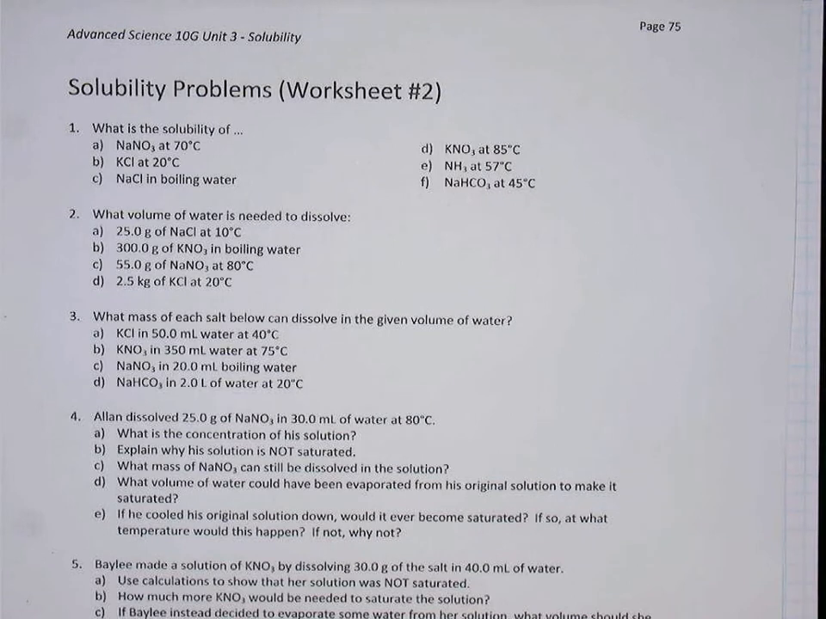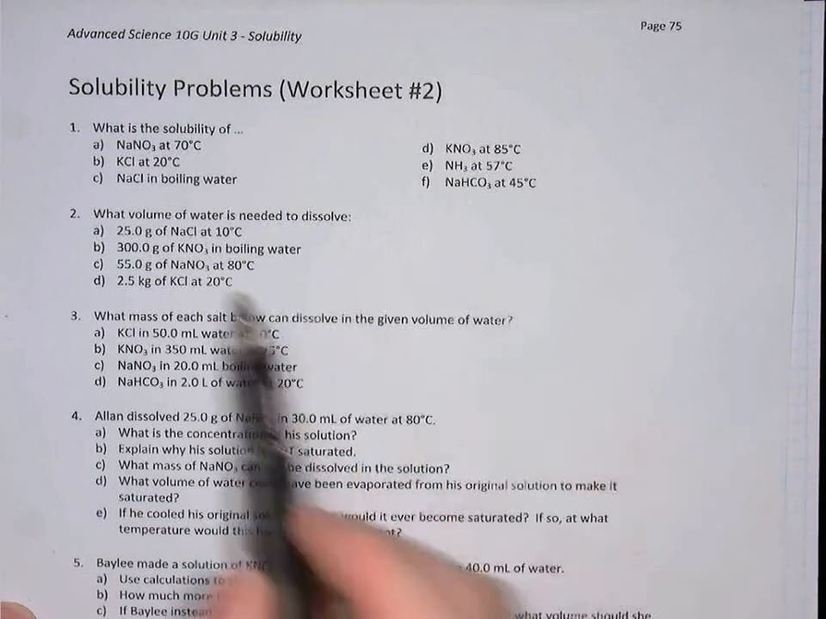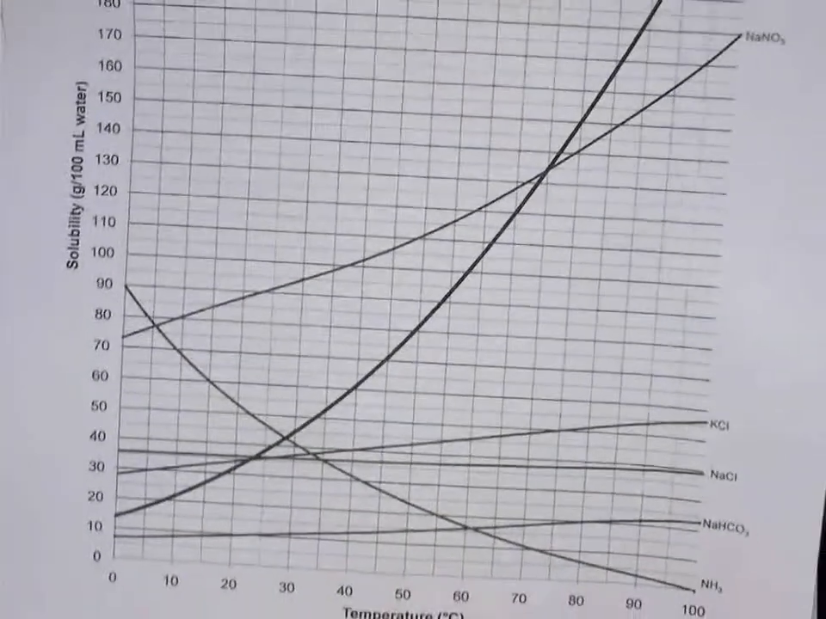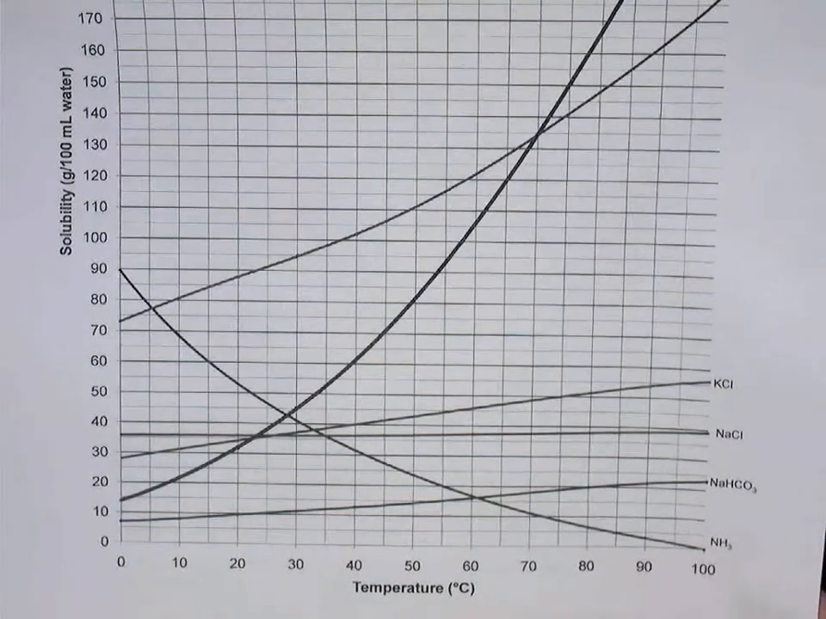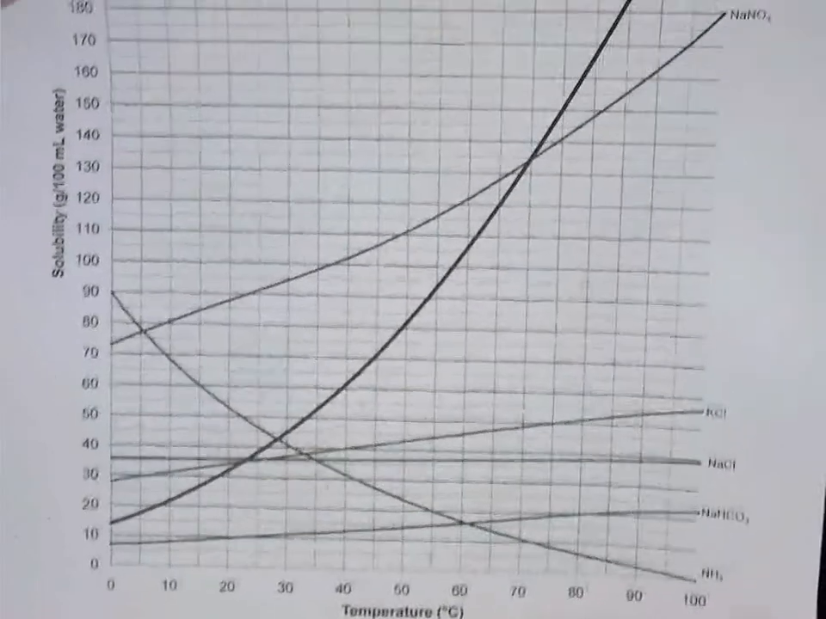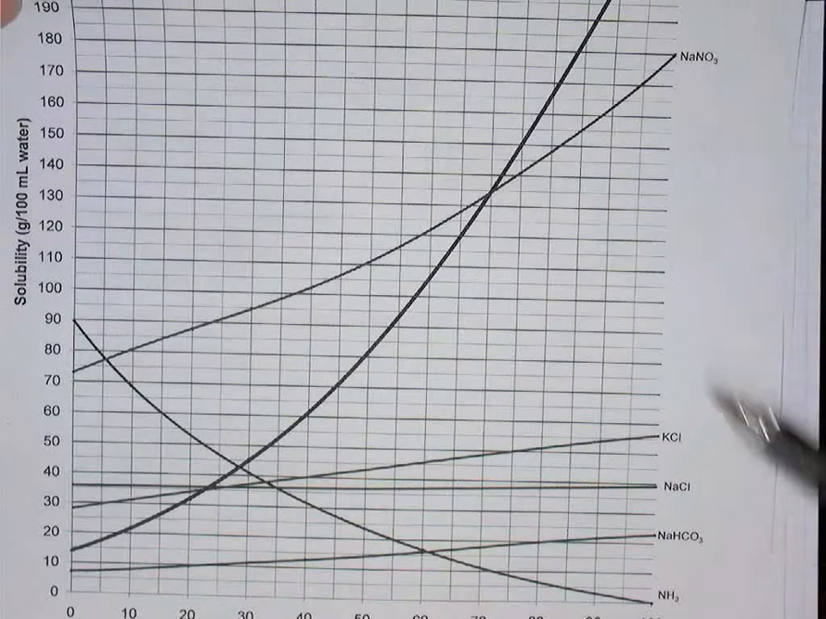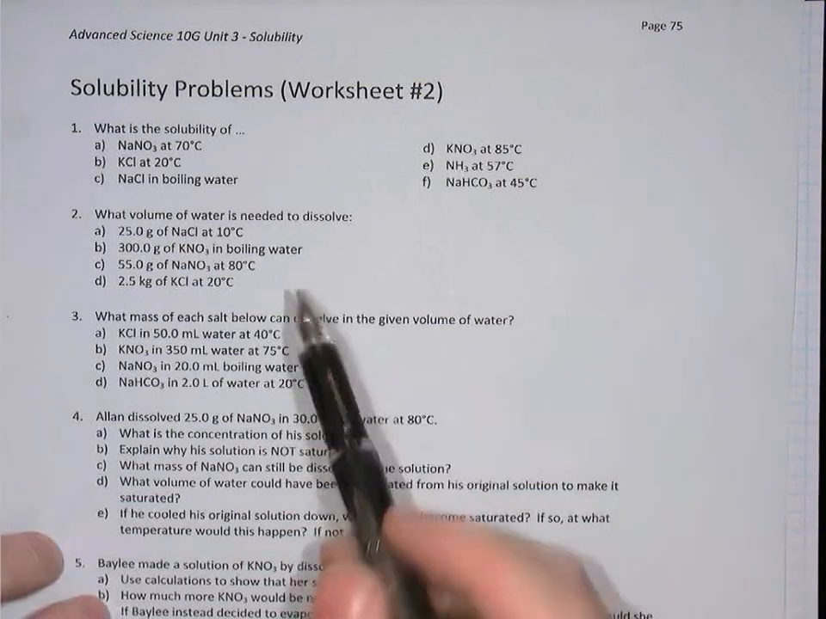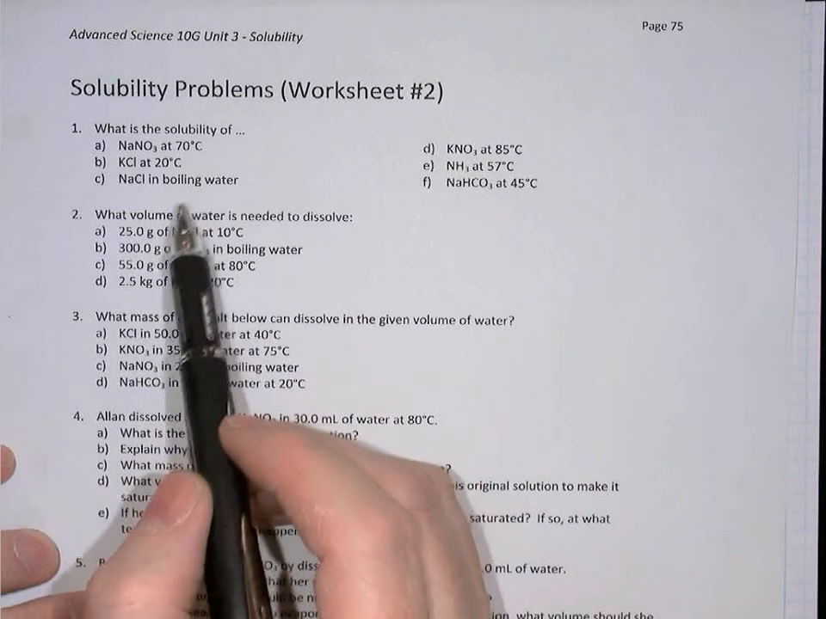So the first question is asking us to calculate the solubility for different salts at different temperatures. And we know that we have a solubility graph that looks like this, the solubility curves, and on the y-axis of the graph is the solubility of different salts in grams per 100 mils of water. On the x-axis is temperature in degrees Celsius, and there's a whole bunch of curves with the formulas of different chemicals on the side. So looking at question 1, we're just going to be reading that graph. What is the solubility of different salts at different temperatures?